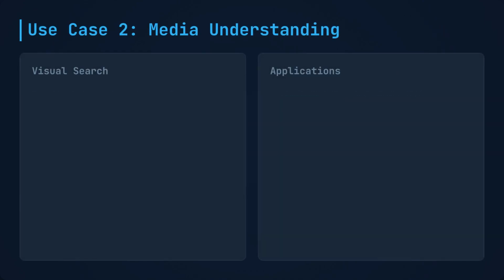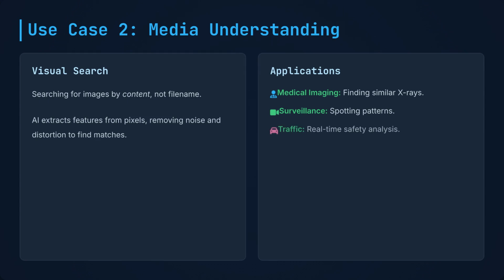The second use case is media understanding and visual search. AI extracts features from pixels to find images based on content, not file names. This has applications in medical imaging, surveillance, and real-time traffic analysis.